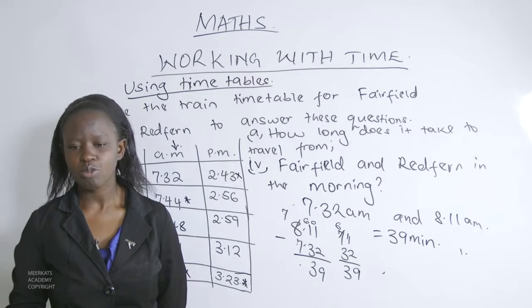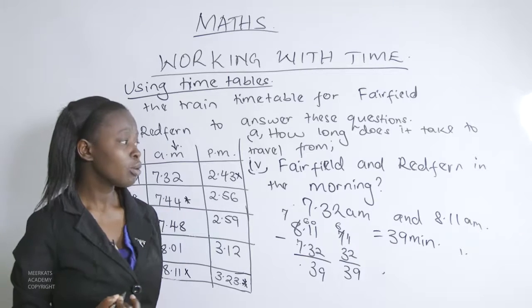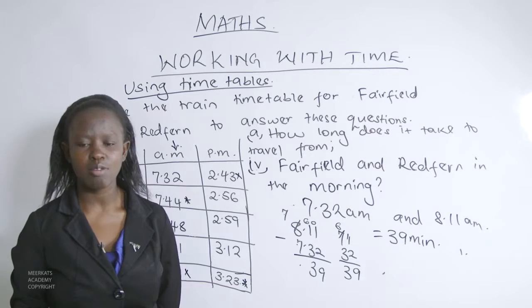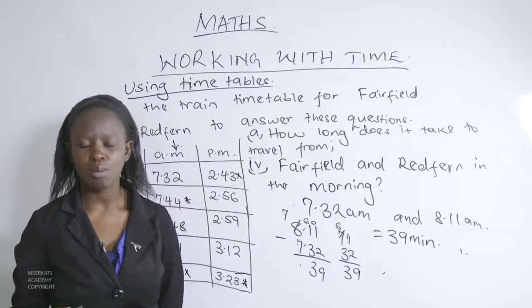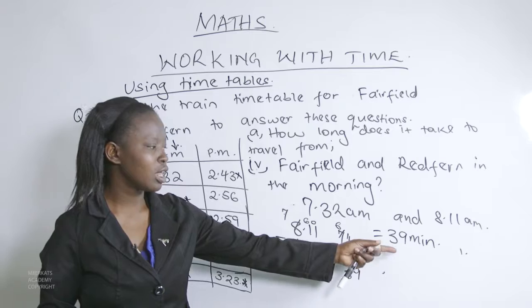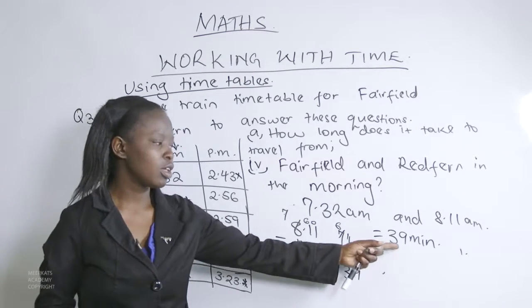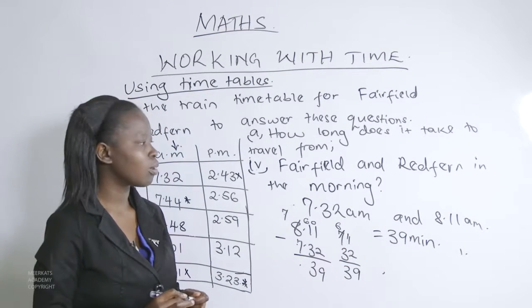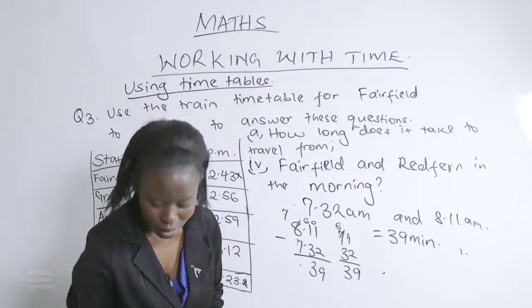In the afternoon, we've found out that it will take 40 minutes. So which time is longer? We discovered that the time taken by this train in the afternoon is much longer than the time taken by the train in the morning. By how many minutes? It is simply 1 minute, because we have 39 minutes in the morning and in the afternoon we have 40 minutes. So the difference in time between the two journeys, that is in the morning and in the afternoon, is a difference of 1 minute.